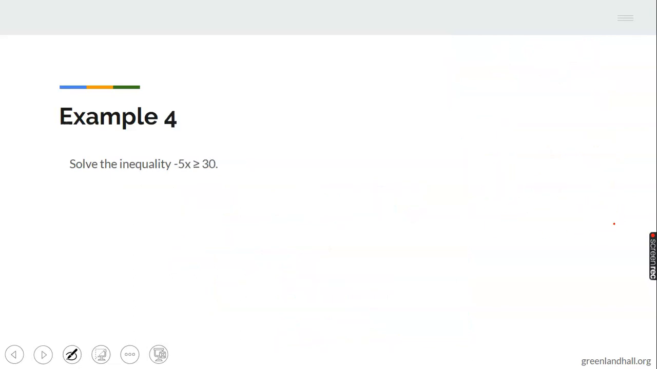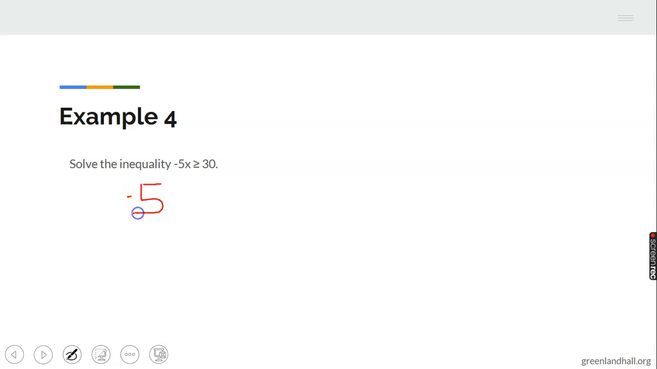Now the next question: minus 5x is greater than or equal to 30. Just divide through by minus 5. What is your inequality? What is your solution? Put pen to paper, solve, do something. Okay? Divide through by minus 5.